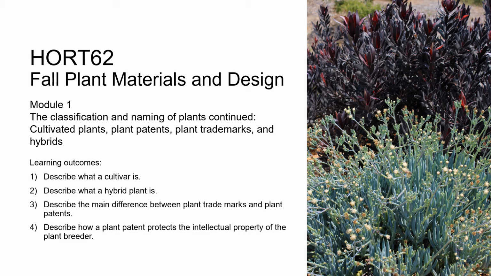In this module, we're going to continue talking about the classification and naming of plants, with a focus on cultivated plants, as opposed to naturally occurring plants in the wild. By the end of this unit, you'll be able to describe what a cultivar is, describe what a hybrid plant is, describe the main differences between plant trademarks and plant patents, and describe how plant patents protect the intellectual property of the plant breeder.